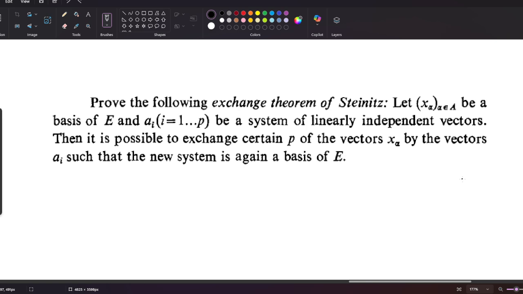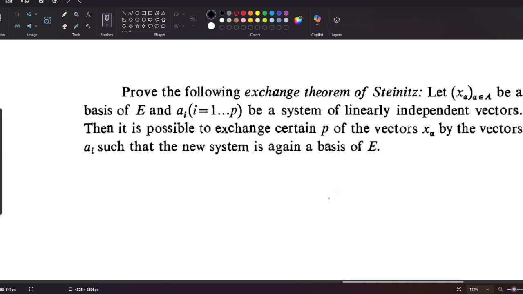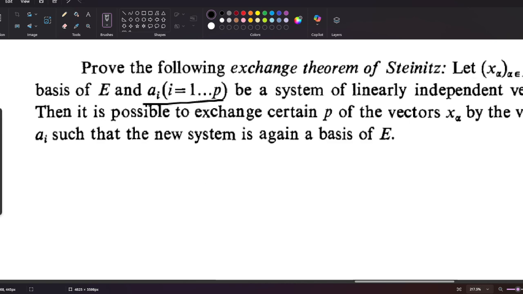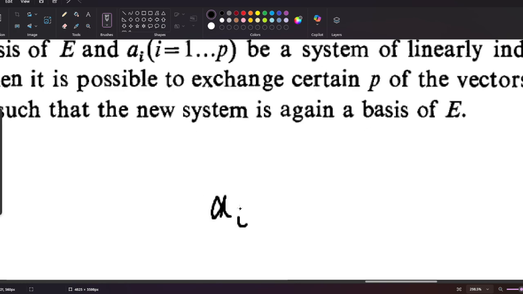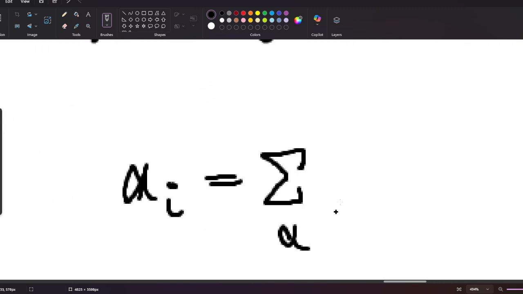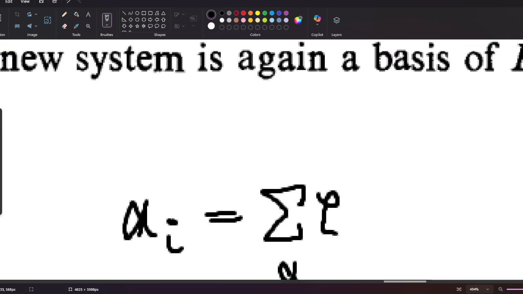We have to prove that if we have a basis of E and we have some system of linearly independent vectors, then we can go ahead and replace vectors in the original basis with any of the vectors that are linearly independent here. So thing is, since this is a basis, that means that every vector here can be expressed as a sum. Let's take theta again, it's a handy one, times xa.